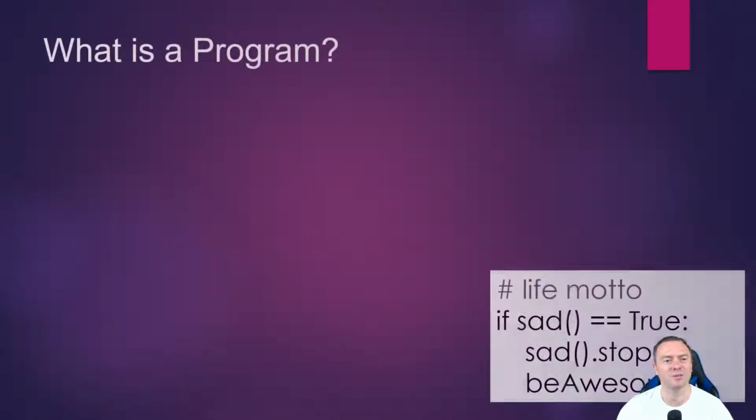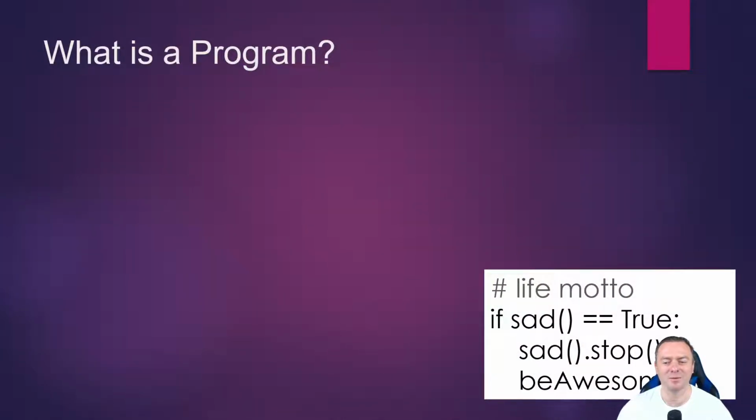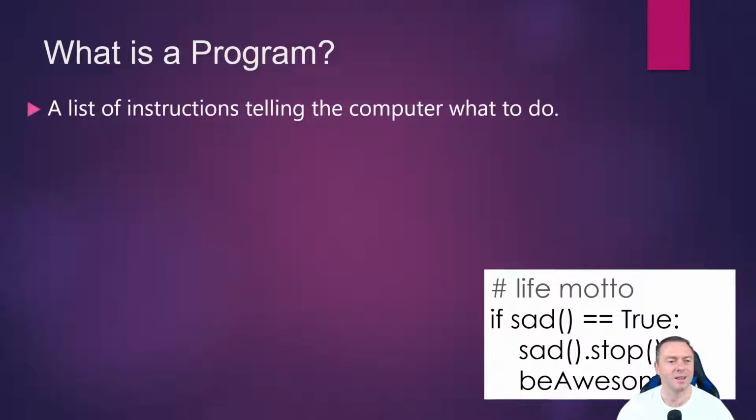So to begin with, the first question is, what is a program? I've made a little dodgy program down there. Life motto: if sad is equal to true, sad.stop, so stop being sad, and then be awesome. That's the new function that you should do if you're feeling sad. A program is a list of instructions telling a computer what to do. It goes through this particular set of instructions that it must follow, and it goes off and does it. That's all a program does.